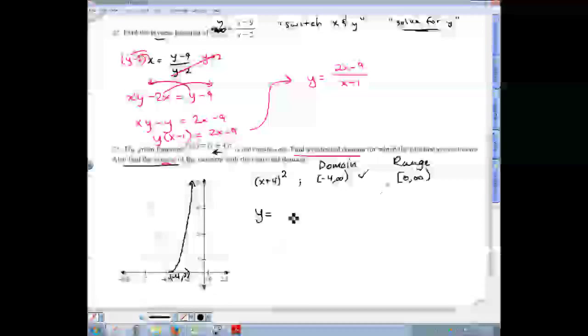Now, what we have here is y equals (x plus 4) squared with this domain and with this range. Now, to find the inverse, as we did in the last problem, you switch the place of x and y, and then you solve for y. So square root both sides.